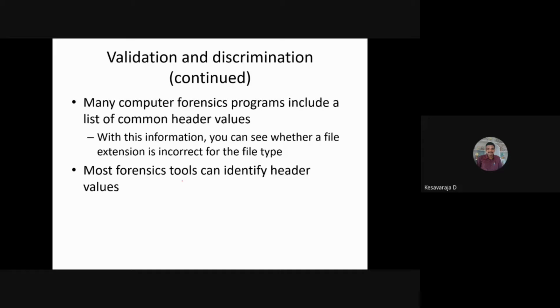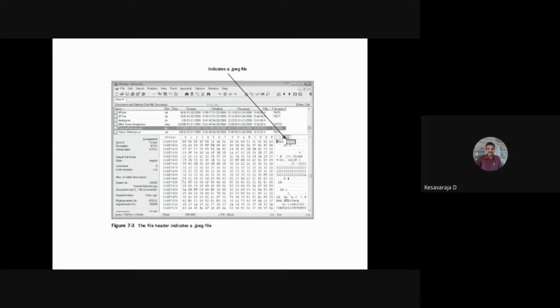Many computer forensic programs include a list of common header values. If it's a JPG file, you can read it in a hex viewer. Here the hex viewer is WinHex, the Windows hex viewer. You can open that image file, or mount it as a drive, and here it is mounted as drive K.